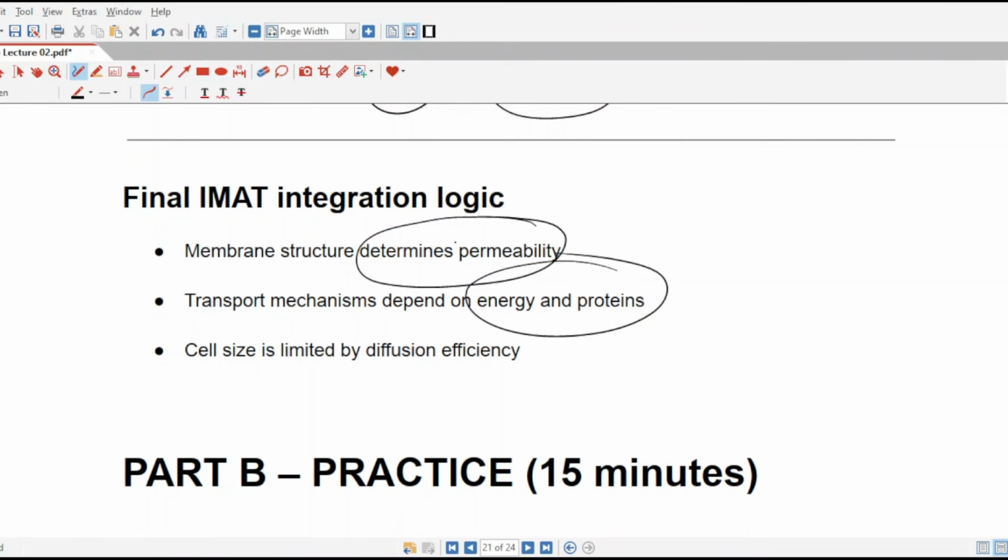Cell size is limited by diffusion efficiency, because if the cell size becomes very large, then diffusion becomes very difficult. If you revise only what we annotated and drew today, you are fully prepared for IMAT cell biology. But before going, we will practice some questions.